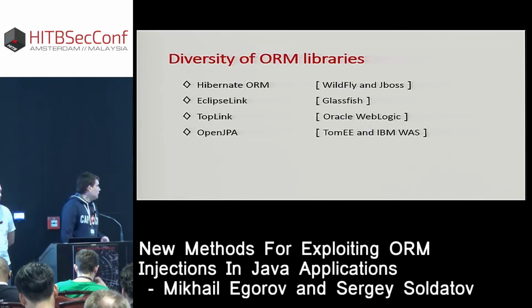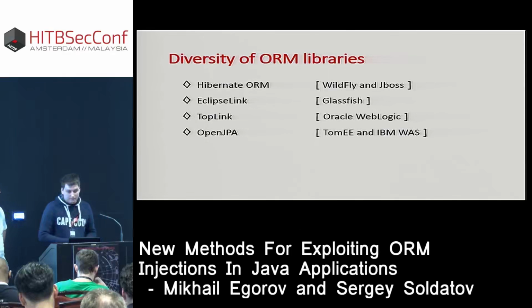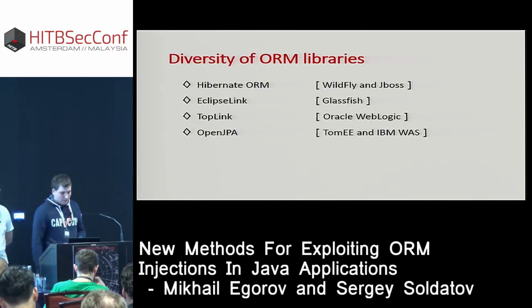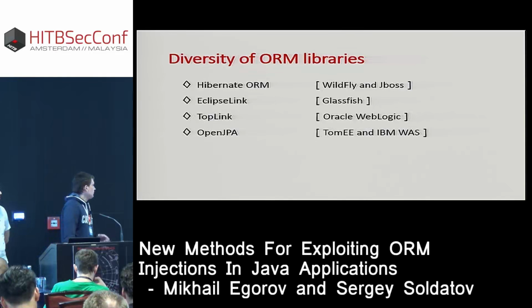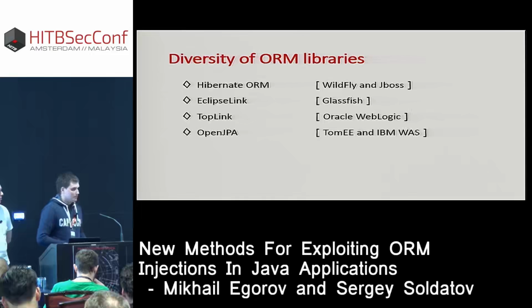There are a lot of ORM libraries in Java. On the slide you can see 4 libraries that are used mostly in practice. And in brackets you can see Java EE application servers that are shipped with a particular ORM library. So in our research we focused on these 4 libraries, but I'm pretty confident that based on techniques we have discovered, you can find similar exploitation techniques for other ORM libraries.